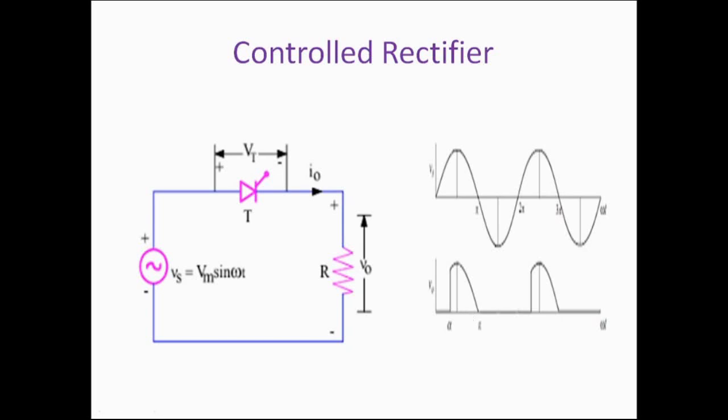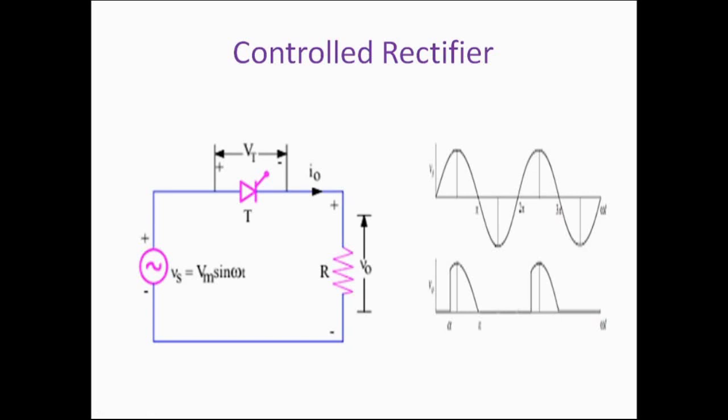If you want to deliver still less voltage, you apply the gate voltage at 120 degrees. So from 120 to pi, the source voltage is connected to the load. So the source will deliver power to the load only from 120 to 180. Still smaller different waveforms come like this. If you take the average of that, we can apply still lesser voltage.